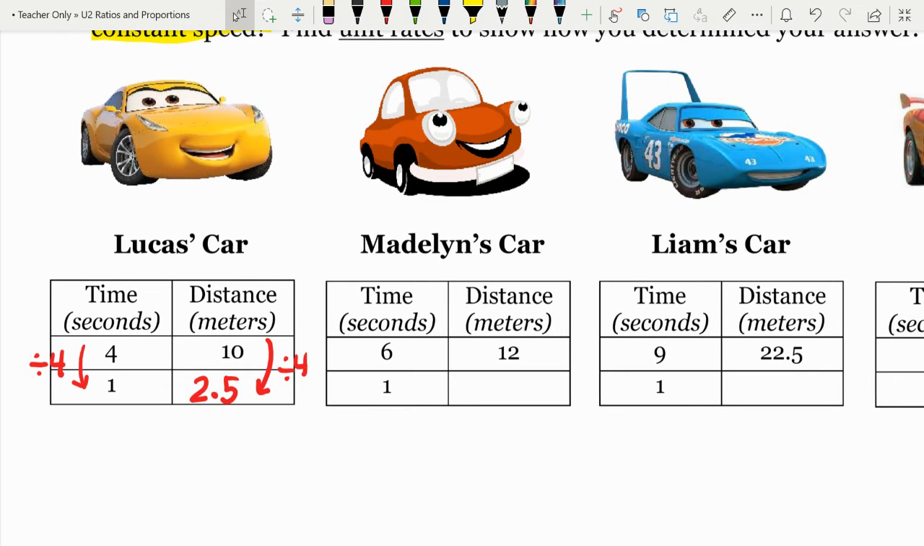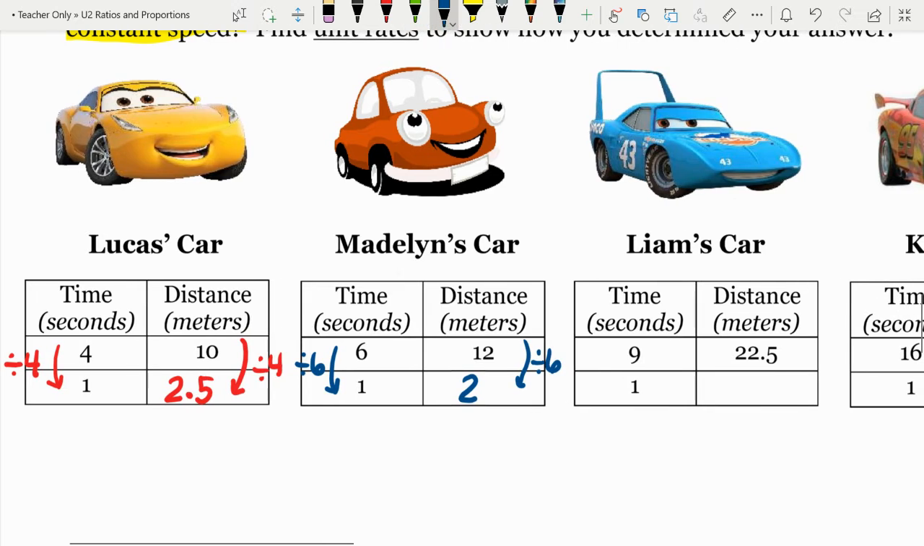If we look to Madeline's car, so same thing. They told us we can get 12 meters in 6 seconds. So let's find the unit rate by dividing by 6. So let's do 12 divided by 6. So Madeline's car can travel 2 meters per second. Okay, so those two are not the ones that are the same.